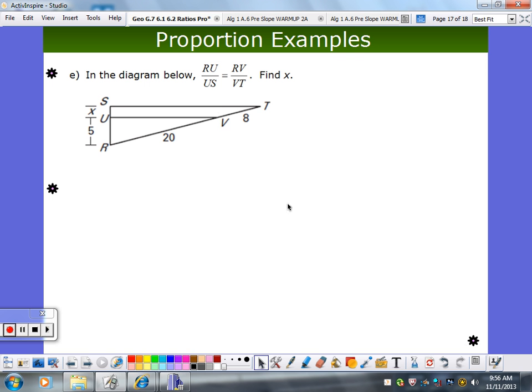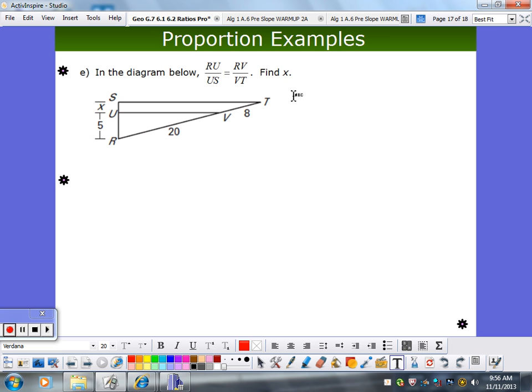Let's see if I can do that. Again, without fractions, it's a little hard. But RU is 5 over x, right? What's that going to equal? RV over 8. So now we want to use our cross products, which is product of the means equals the product of the extremes. So I've written it this way. Maybe we can see it a little better. 5 times 8 equals x times 20. Right?